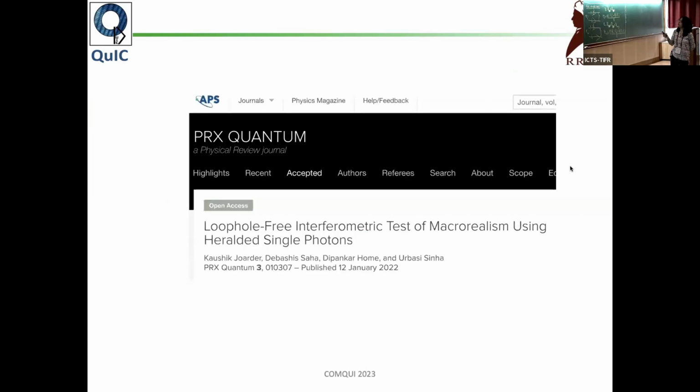So now this is our contribution to the loophole-free literature, where we have done a loophole-free interferometric test of macrorealism, using heralded single photons.